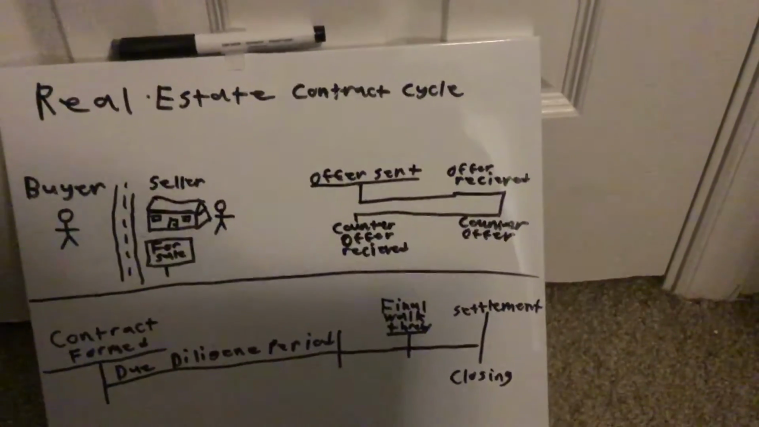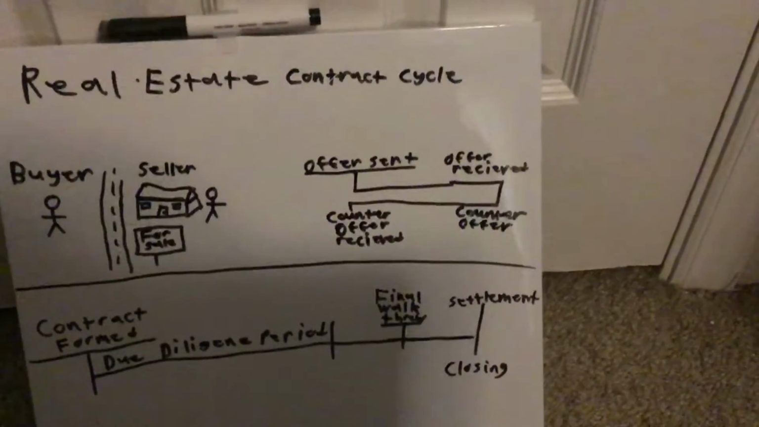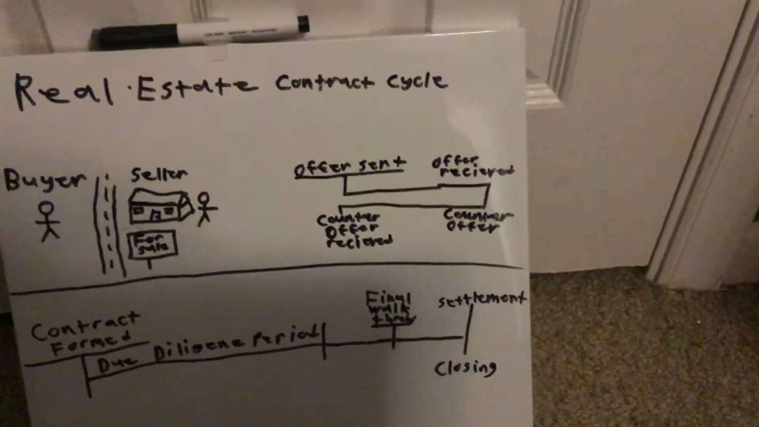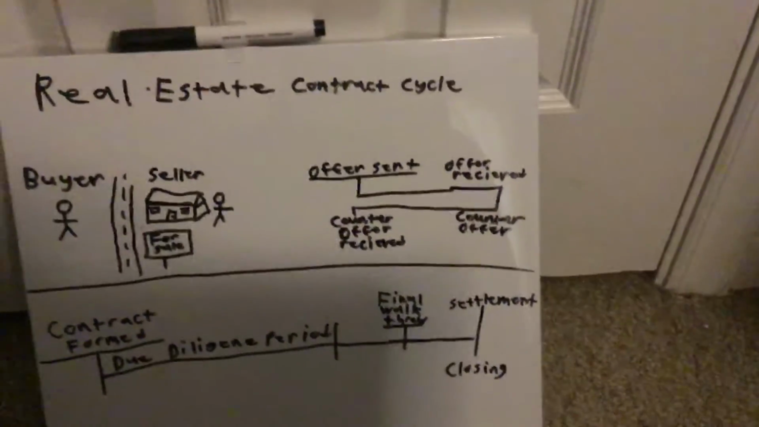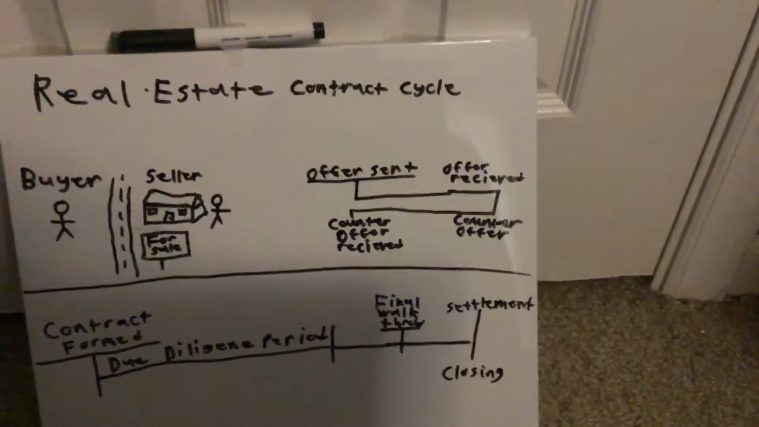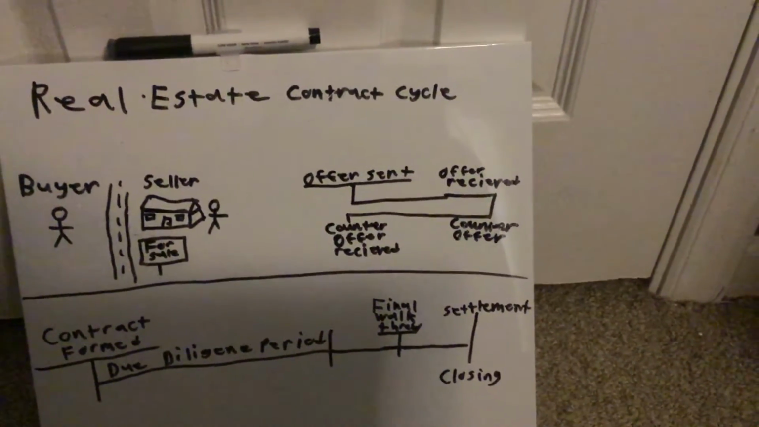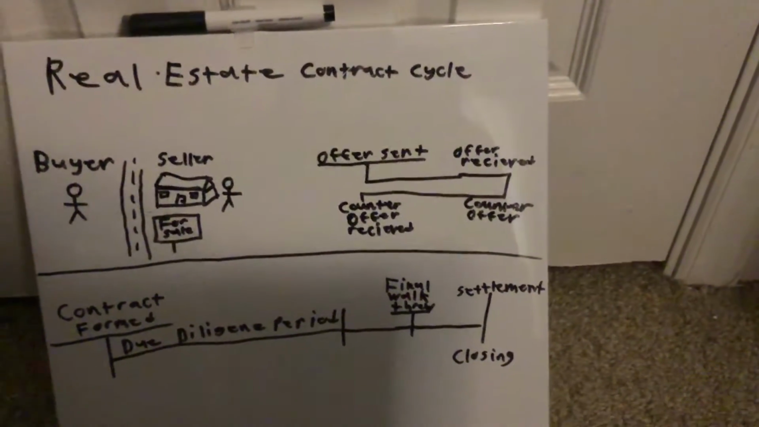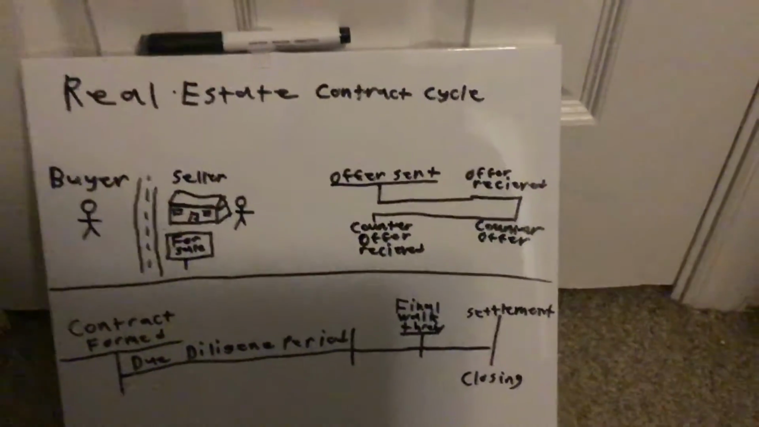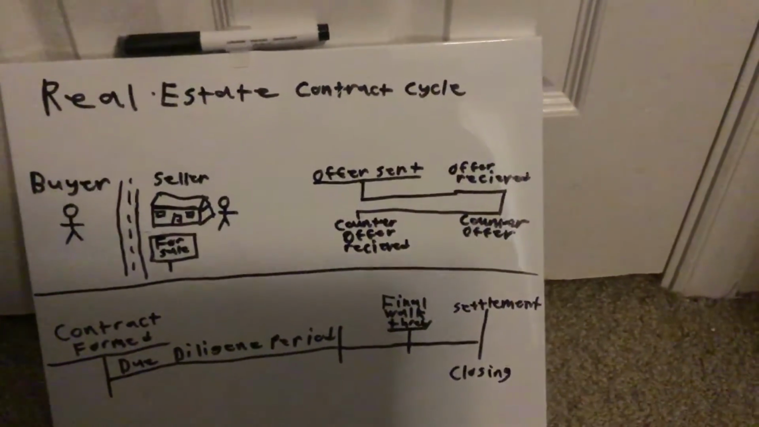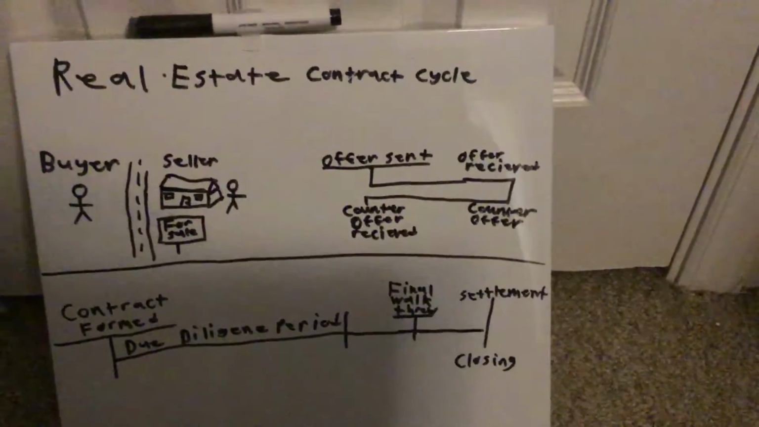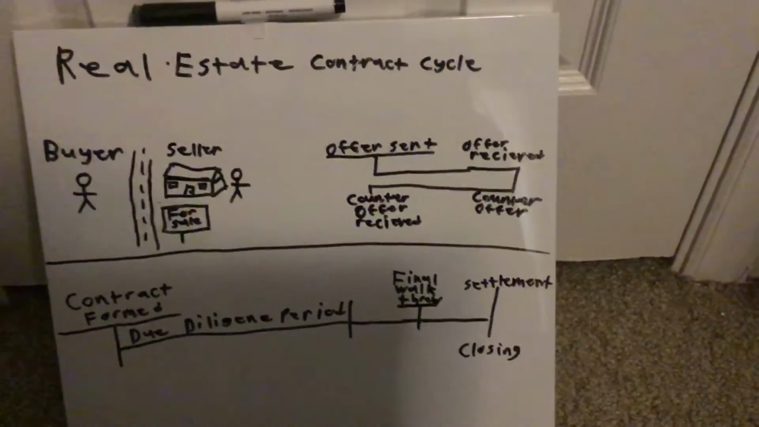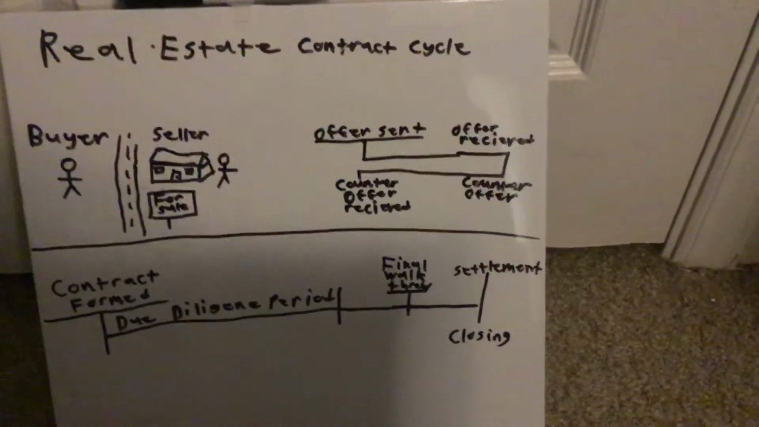And then the seller and their agent will go over the offer. If they like the offer, they will accept it. If not, they will reject it. Or the seller might be willing to negotiate, so they'll send a counteroffer, which is forming essentially a new contract because they're rejecting the buyer's first offer, but they're sending a counteroffer. So then the buyer will look at that, and if they like it, they'll accept it. If not, they'll reject it, and no contract will be formed.